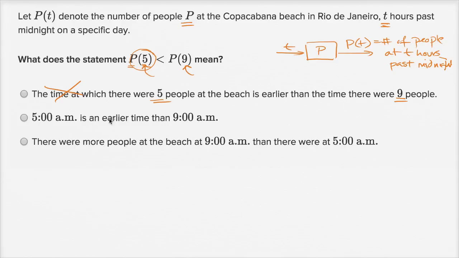This isn't giving us information. We just know from how we think about time or how we measure time that 5 a.m. is earlier than 9 a.m., but that's not what this statement is trying to say. So we'll rule that out.